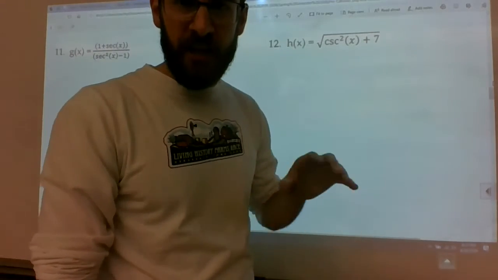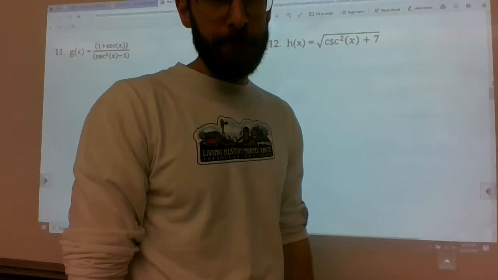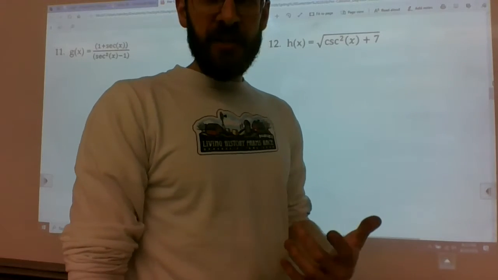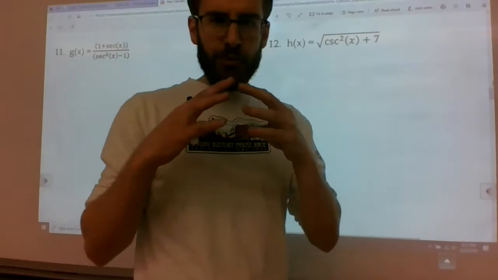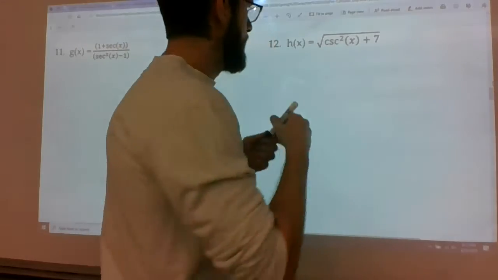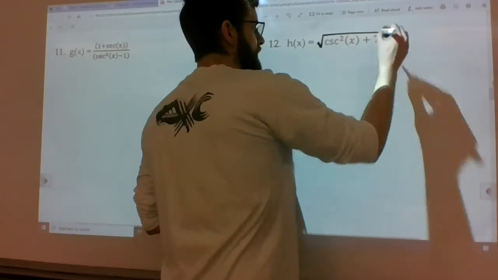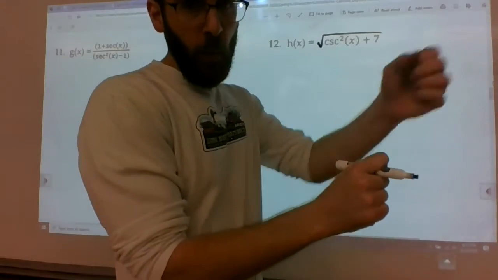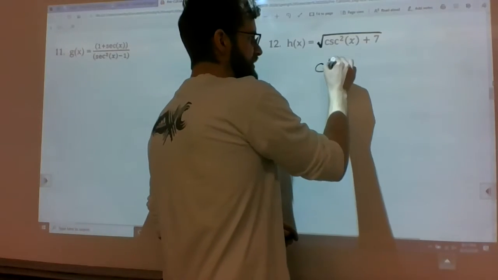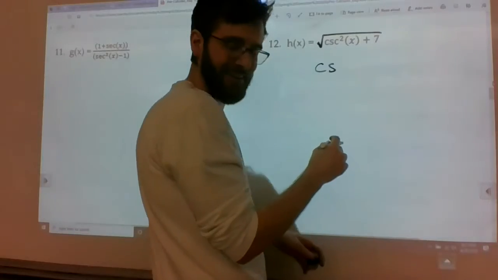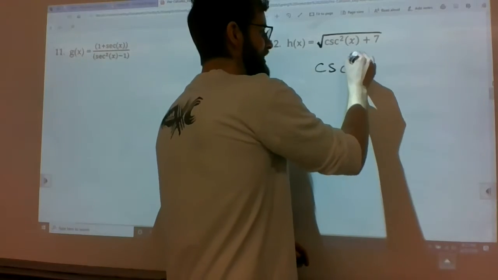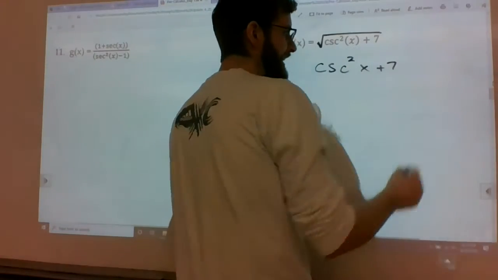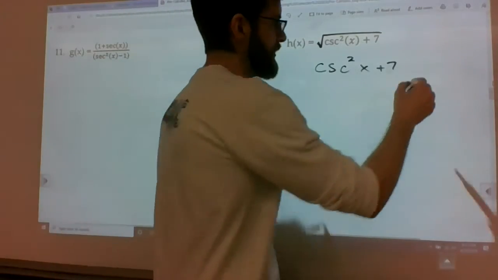This is different because I throw a root in there, which basically means the domain is restricted here, because anything under the square root has to be 0 or bigger. Cosecant squared x plus 7 has to be greater than or equal to 0.